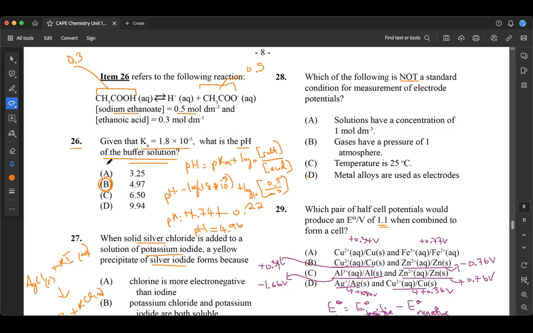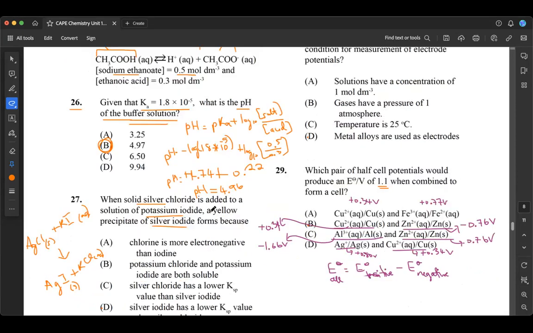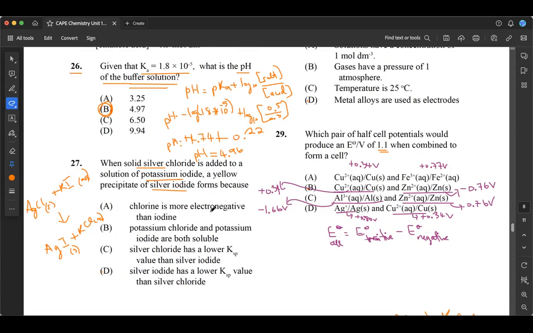Remember, all we're doing is applying the Henderson-Hasselbalch equation. That's what we use to find the pH of buffer solutions, okay? All right. So moving down to 27 now. 27 says, when solid silver chloride is added to a solution of potassium iodide, a yellow precipitate of silver iodide forms because, why do we get a yellow precipitate of silver iodide, right?